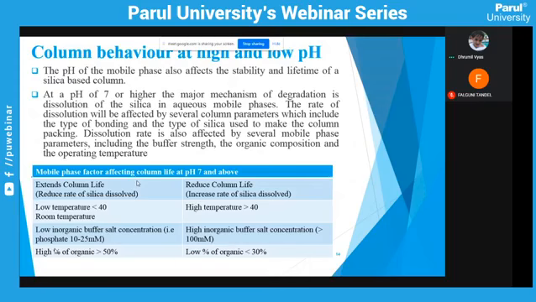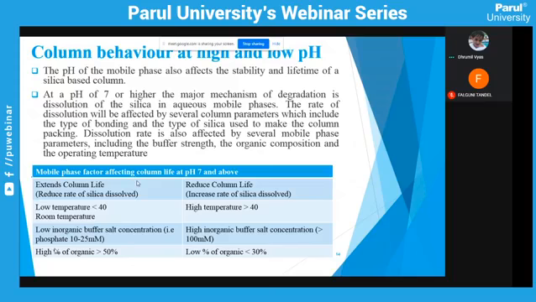Column behavior at high and low pH. In this slide, we'll discuss what will happen with the column if you choose very low pH and if you choose high pH for your method development activity. The pH of the mobile phase also affects the stability and lifetime of the silica based column. If we adjust pH very low, less than 1, acid hydrolysis of bonded phase silica starts from the silica surface, resulting in changes of retention time.